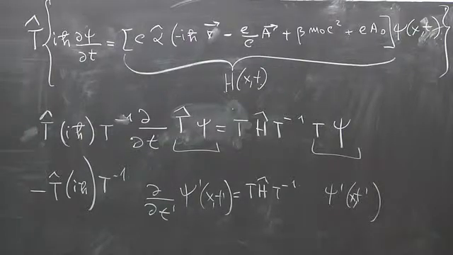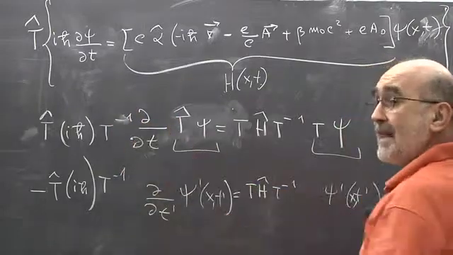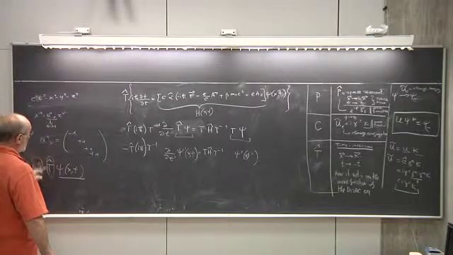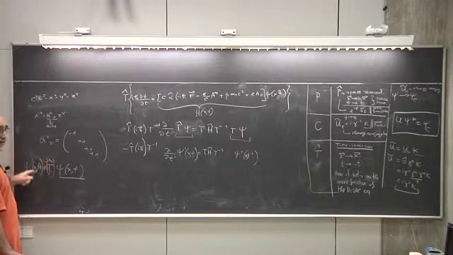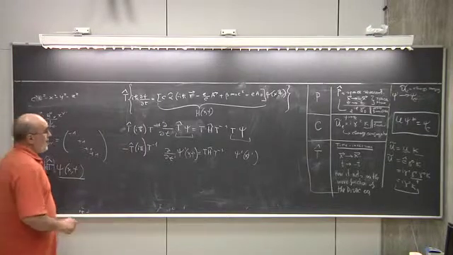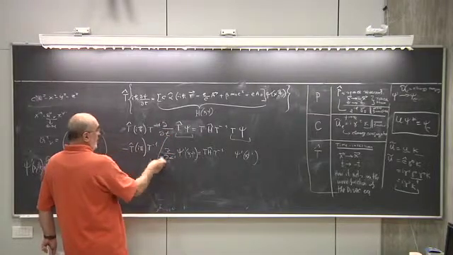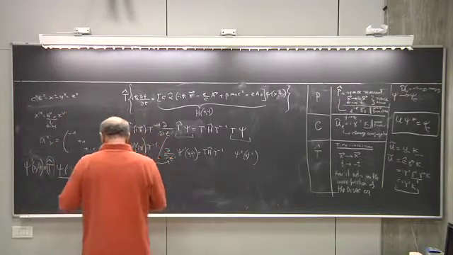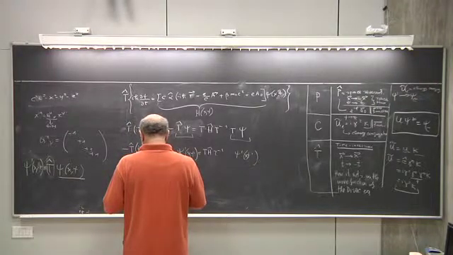Yes, because it acts only on wave function. Remember, this is an operator that acts only on wave function. I am looking for the operator to see what it does on wave function. Okay? So then I call this t prime, that is minus t, but I bring the minus out here.